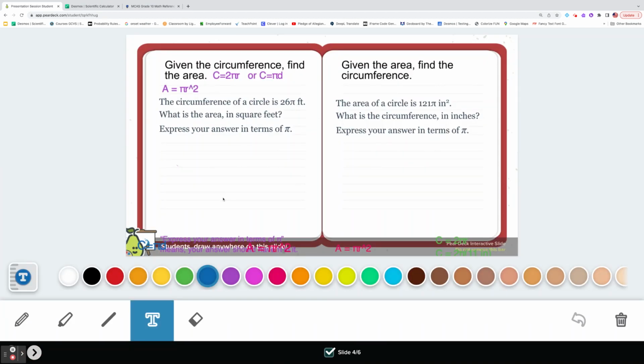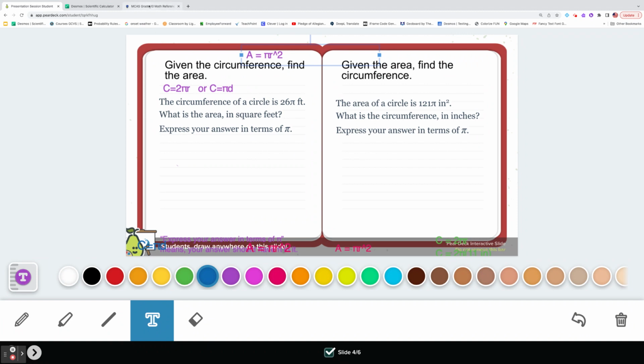2 problems to solve. The first one says, given the circumference, find the area. So we know the circumference of this circle is given as 26 pi feet. And we're asked to find the area in square feet.